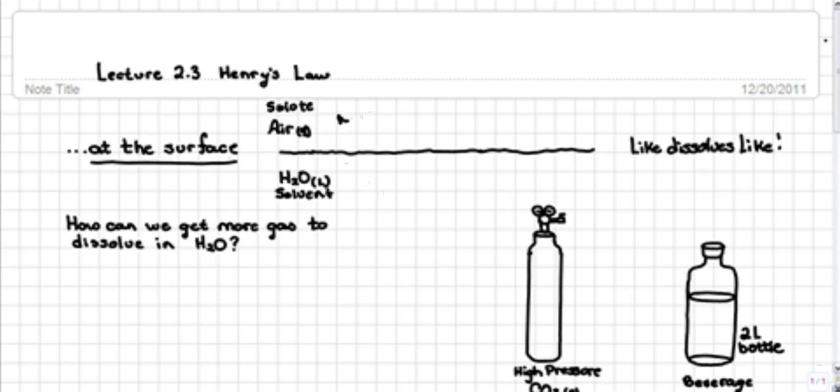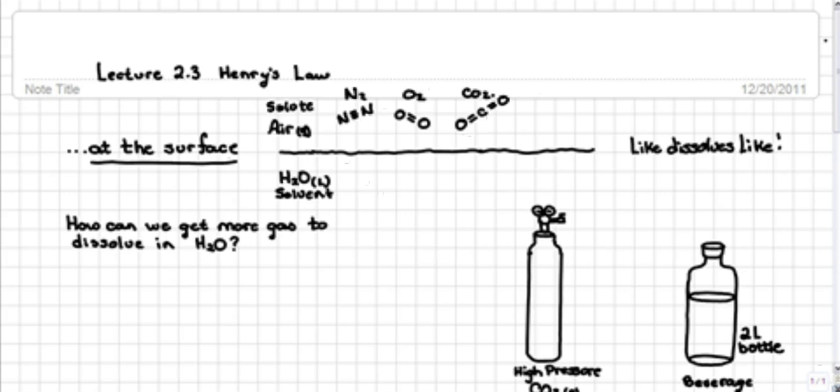The by far largest component present in air is nitrogen gas. We also, of course, have oxygen gas. And there's a bit of carbon dioxide present as well. And so here we have acknowledged at least the nitrogen, the oxygen, and the carbon dioxide that would be present in the air above the water solvent.